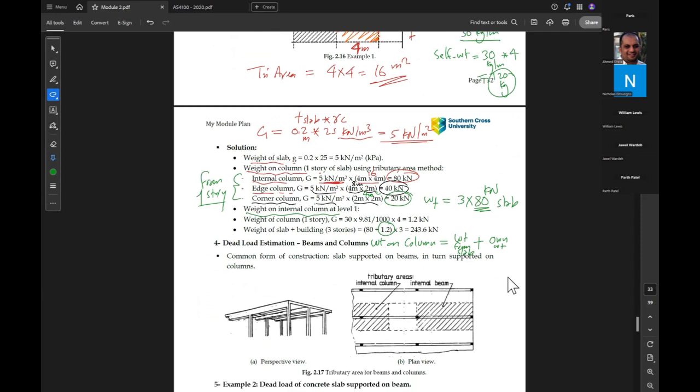So now the weight on the column will be weight from slab plus own weight. The weight from the slab is 3 times 80 kilonewton. The own weight of one column is 120 kilogram. So we need to convert from kilogram to kilonewton. Anyone can tell me how to convert from kilogram to kilonewton?